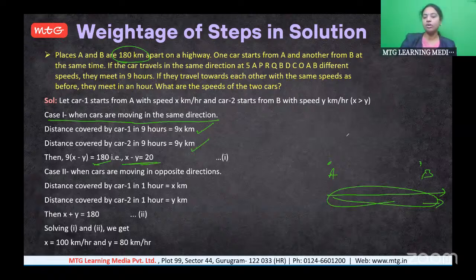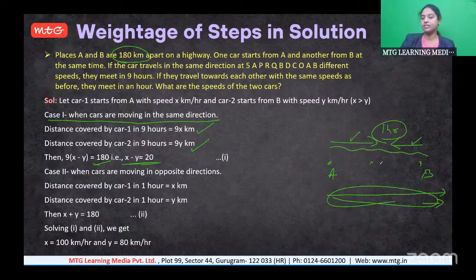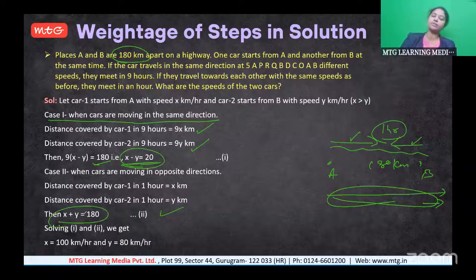Second scenario, when they are traveling towards each other, they'll meet after 1 hour. In 1 hour, this person covered some distance and this person covered some distance, totally 180 kilometers, which is the second scenario. Now, from the first scenario, you have x minus y equals 20. From the second scenario, you have x plus y equals 180. On solving these both equations, you will get both their speeds. This is how you solve this word problem.